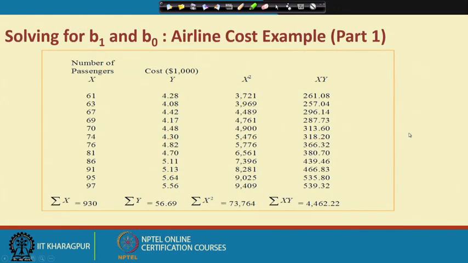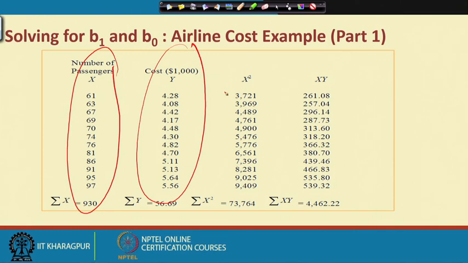Okay. So, let us see here. This is as per our problem structure. We have x information and we have y information, and our job is to find out y predictions, which is nothing but b0 plus b1 x, where x is the number of passengers. That means technically cost is a function of the number of passengers.